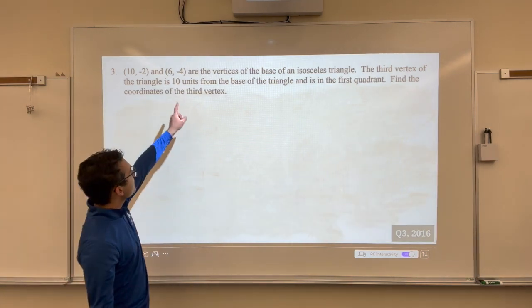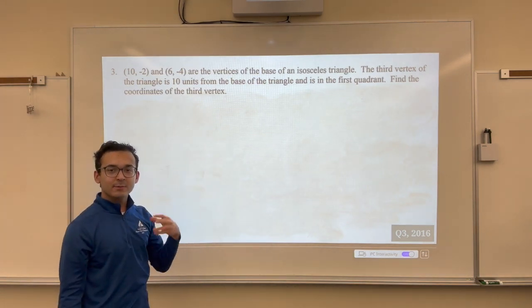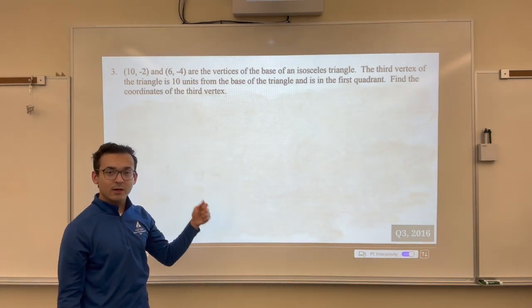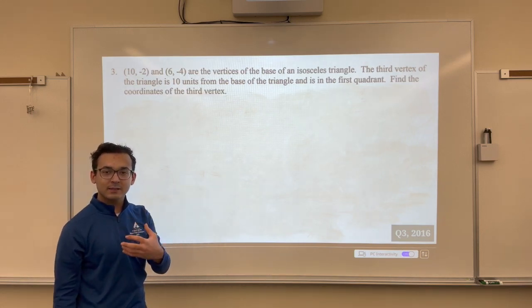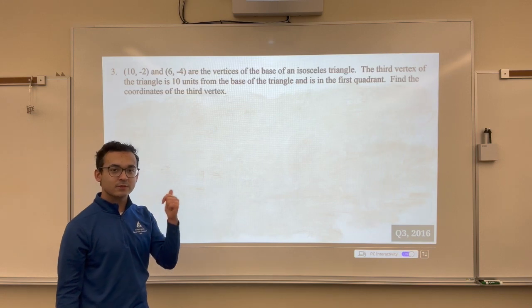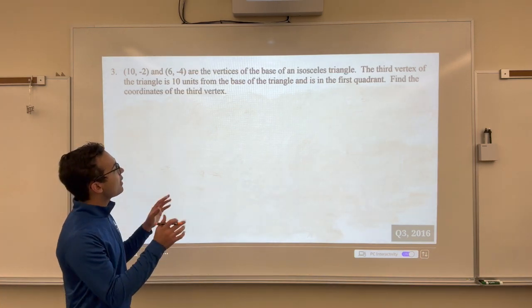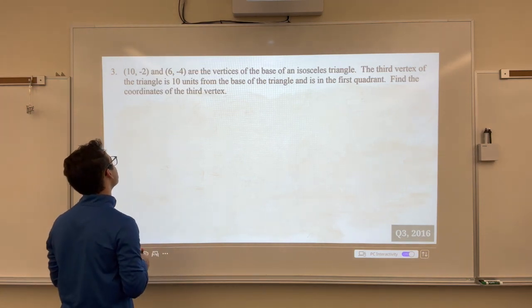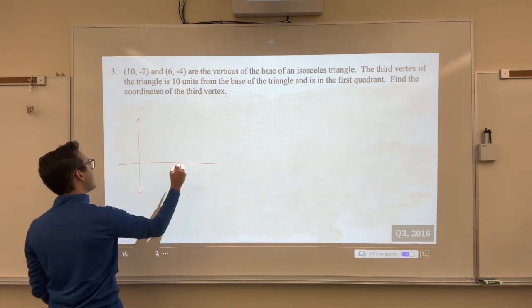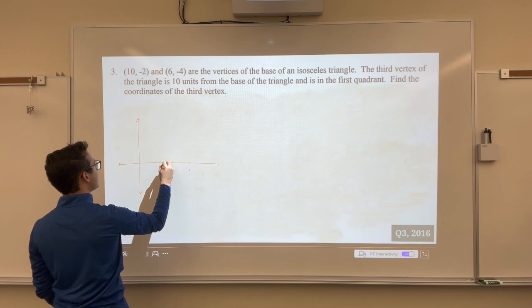Now, given that we see 10 units from the base and that we're solving for a point, I'm immediately thinking, well, let's use the formula to solve the distance from a point to a line. And while that approach is certainly valid, there is an easier way to solve this problem. In order to do it, we're going to have to draw what this problem looks like. So let's graph roughly 10, negative 2 and 6 comma negative 4. 10, negative 2 might be something over here, and 6 comma negative 4 might be something that looks like this.